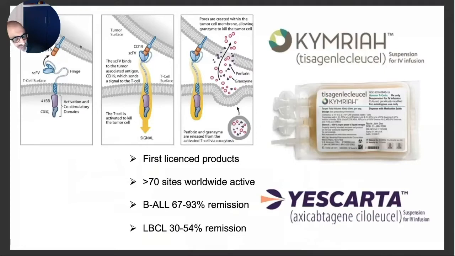And the first licensed products have reached routine healthcare. They're not cheap, they're expensive, and they're bespoke, so they're manufactured for each patient using their own cells. But some of the response rates for certain types of leukemia and lymphoma have actually been quite impressive. And they've changed the face of how we deal with some of the harder to treat leukemias.